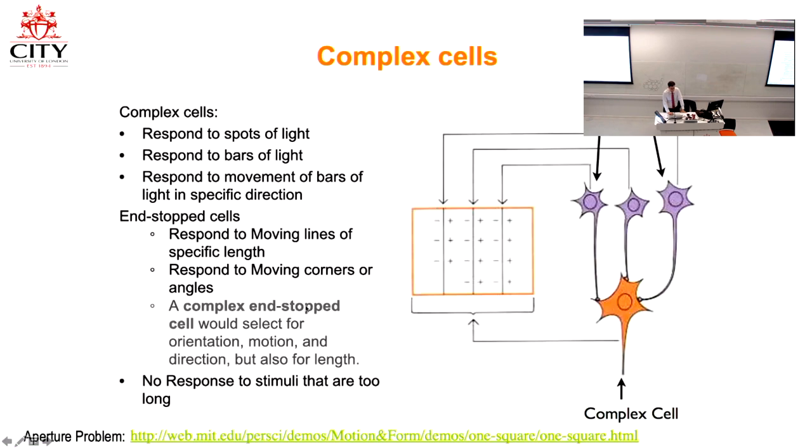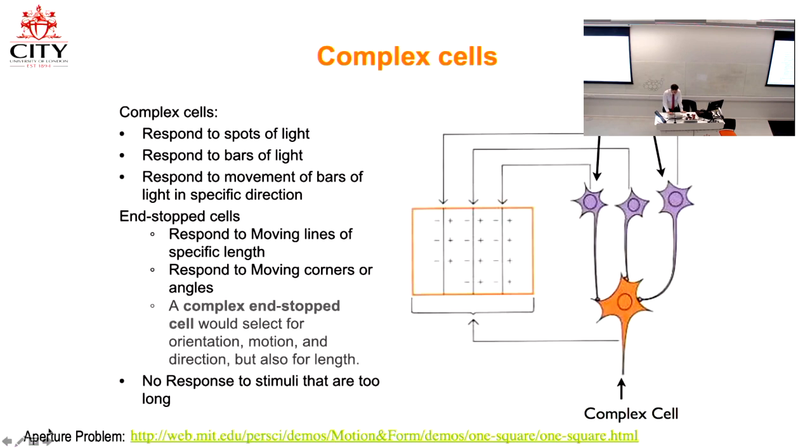We have complex end-stop cells, which are selective to orientation, motion, and direction. And if the stimuli is too long, they don't fire. It means this is too big for my receptive field. Higher levels will be able to detect that. So there is a hierarchy of cells here.